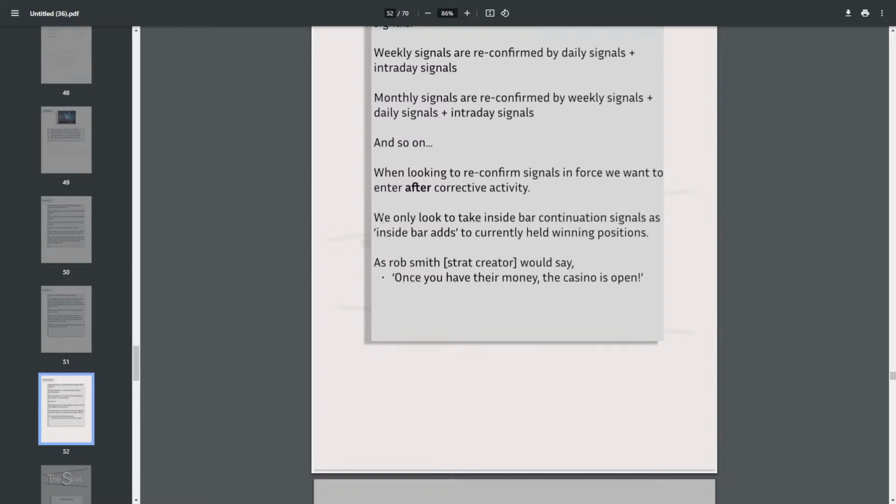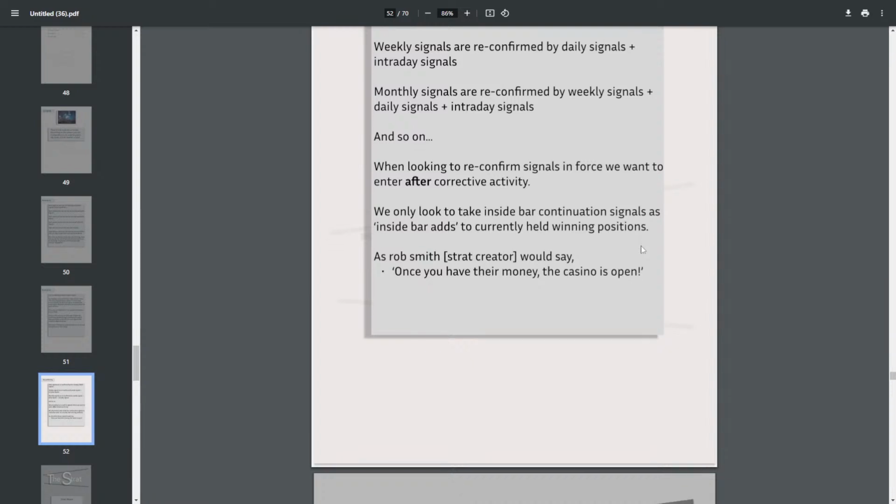And when we're looking at inside bar continuation specifically, we call these inside bar adds to currently held winning positions. So it's best not to enter on continuations. As we had already covered, continuations have less likelihood of working out. So once you have a winning position, when an inside bar forms, since it's already winning and you already have their money, you've already taken it, when that inside bar add triggers, you can do whatever you like. You can add a lot, you can add a little, or you can just hold it. It's up to you. And what Rob would always say, and we've said this before, once you have a winning position, the casino's open. You can do whatever you want.